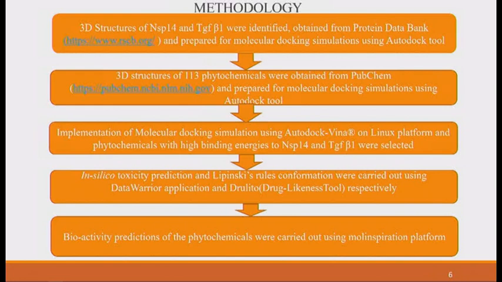Now, first of all, like I said, we have two proteins, NSP14 and TGF-beta1. First of all, we get the 3D structures of these two proteins from PDB, the Protein Data Bank. Once we identify them, we get their native ligands, and we validate them. In the next slide, you see the validation process. We validate these proteins to ensure that what we downloaded from PDB is exactly what we have. Then after validation, we get the 3D structures of the phytochemicals of these two species from PubChem. For some of them we got the 3D structures, and for others we got the canonical SMILES, which we converted with the translator platform, and we got the whole 3D structures for the 113 phytochemicals that have high anti-inflammatory and immunomodulatory effect.